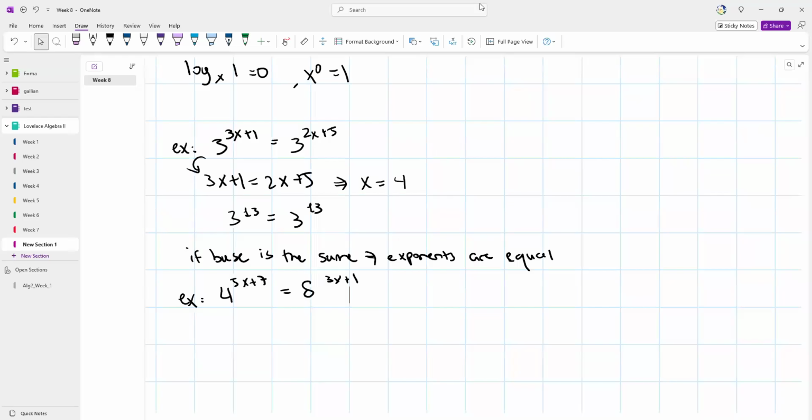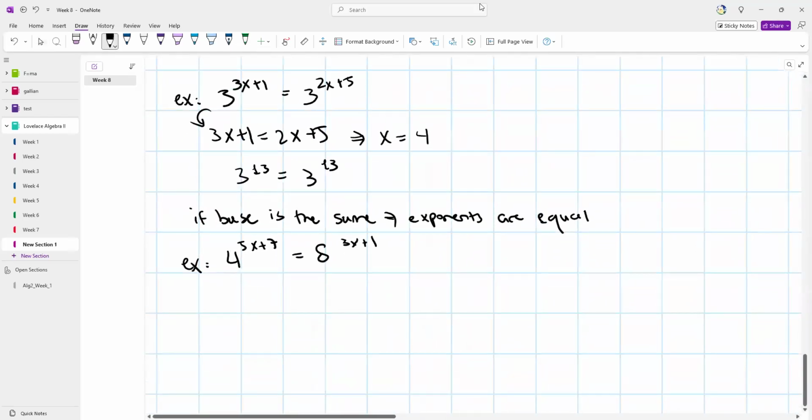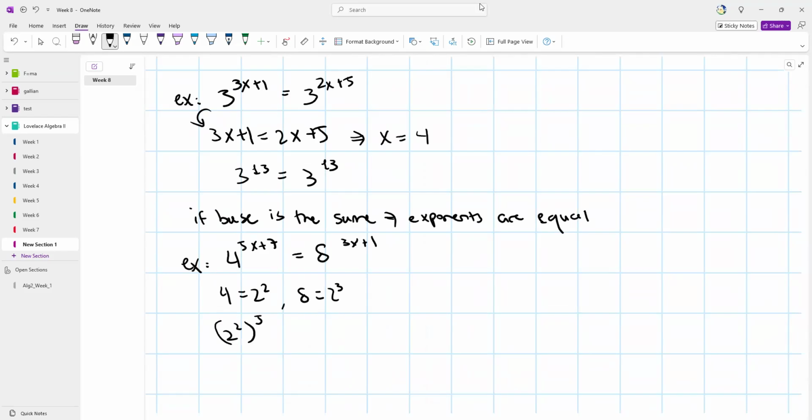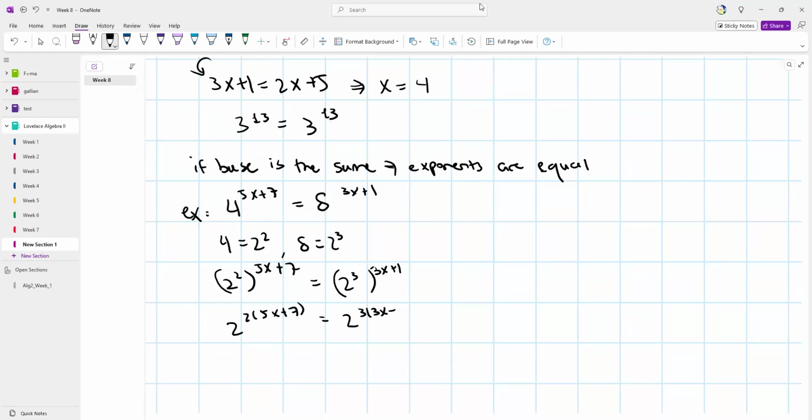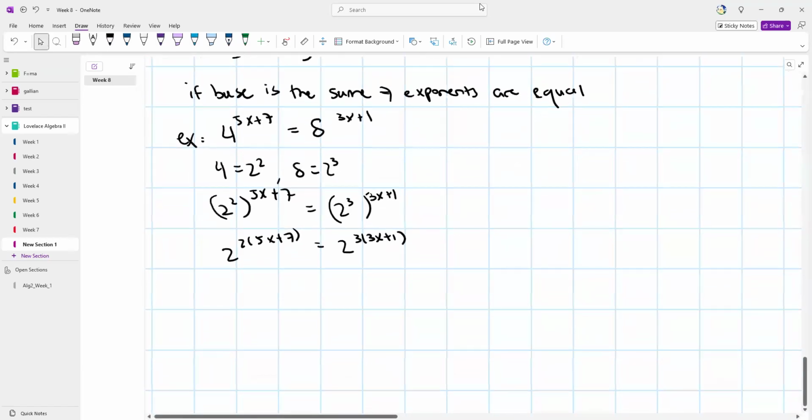Okay, so this is kind of the same thing, except we have to use the exponent rules. So we know that 4 is equal to 2 to the power of 2, and 8 is equal to 2 to the power of 3. So by substitution, you have 2 to the power of 2 times 5x plus 7 is equal to 2 to the power of 3 times 3x plus 1. We know from earlier that as an exponent law, you multiply the exponents. So this is 2 times 5x plus 7 is equal to 3 times 3x plus 1. And then since the base is the same, you can just look at the exponents.